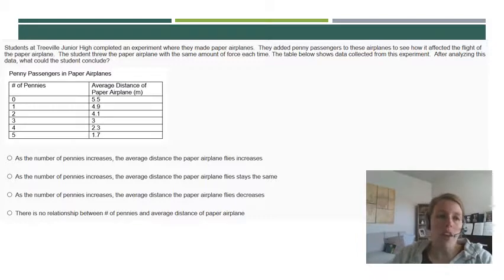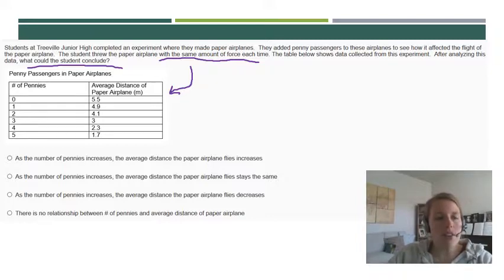So, of course, another question from that, it kind of goes along with the same question before. Students at Treeville Junior High completed an experiment where they made paper airplanes. They used pennies as little passengers on these airplanes to see how it affected the flight of the paper airplane. The students threw the paper airplanes with the same amount of force each time. Okay, so they used the same amount of force. The table below shows the data collected from the experiment. After analyzing this data, what could the student conclude?